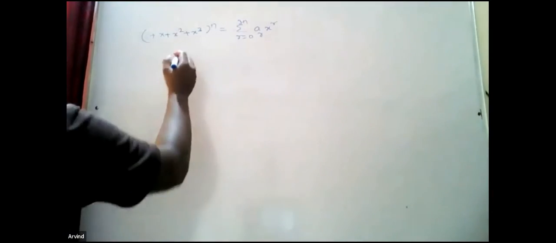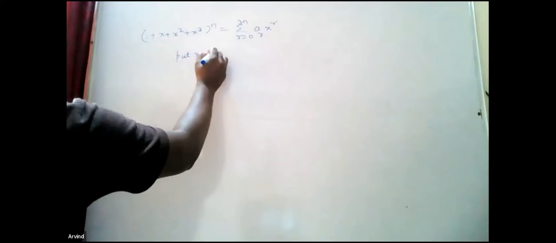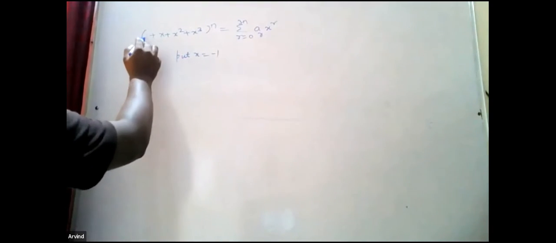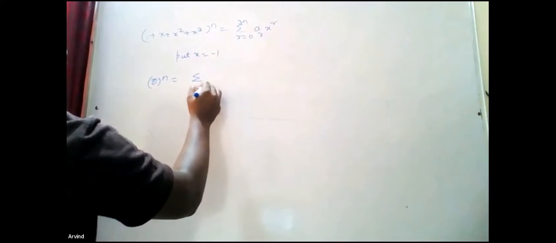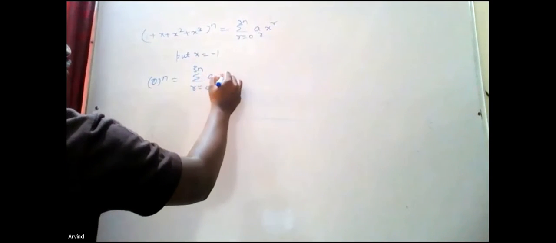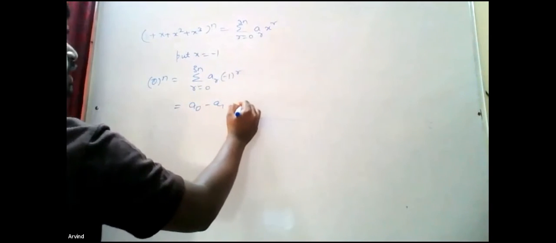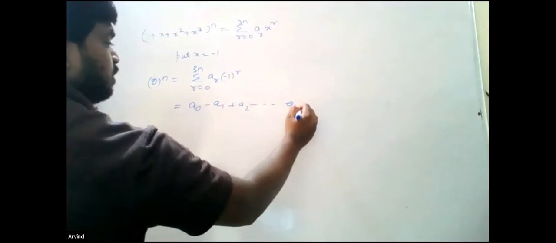Simple, very simple. This is the question. Here what we do is put x equal to minus 1. Then this entire thing will get cancelled, you will get 0 power n. So in place of x, if we put minus 1, you get something like this. If you expand it, you get a0 minus a1 plus a2 and so on up to a3n, which is nothing but our question. So the value for the question is 0. That's the answer.